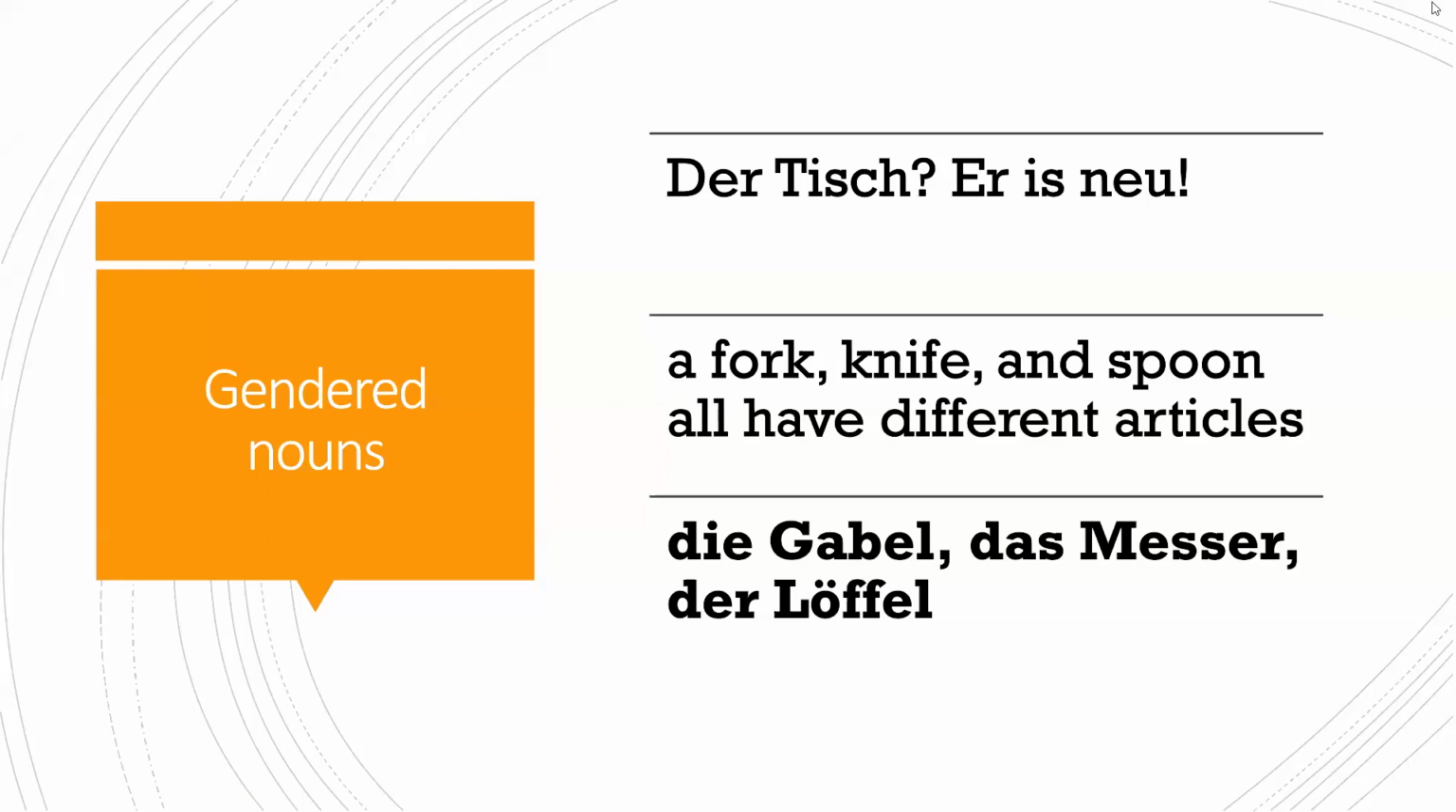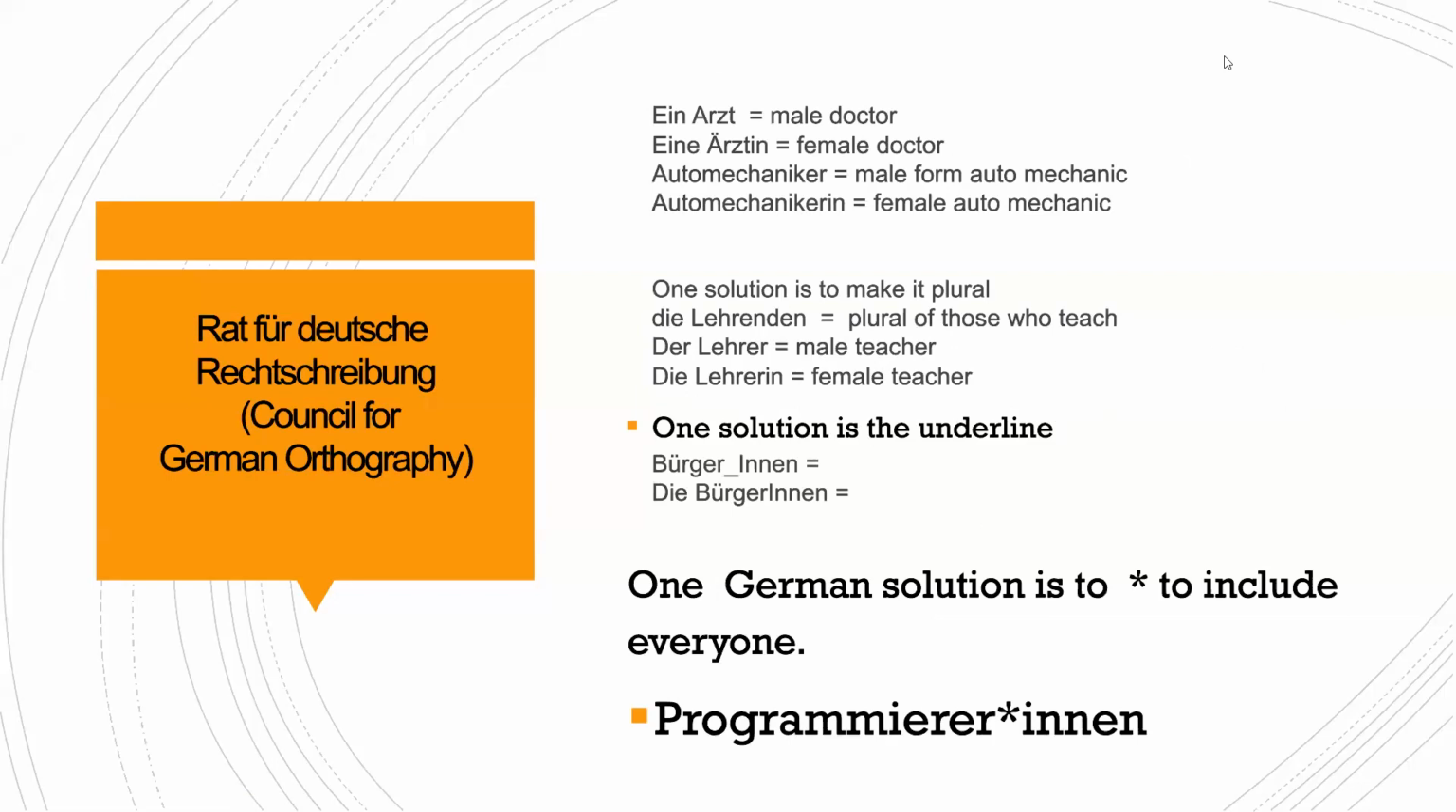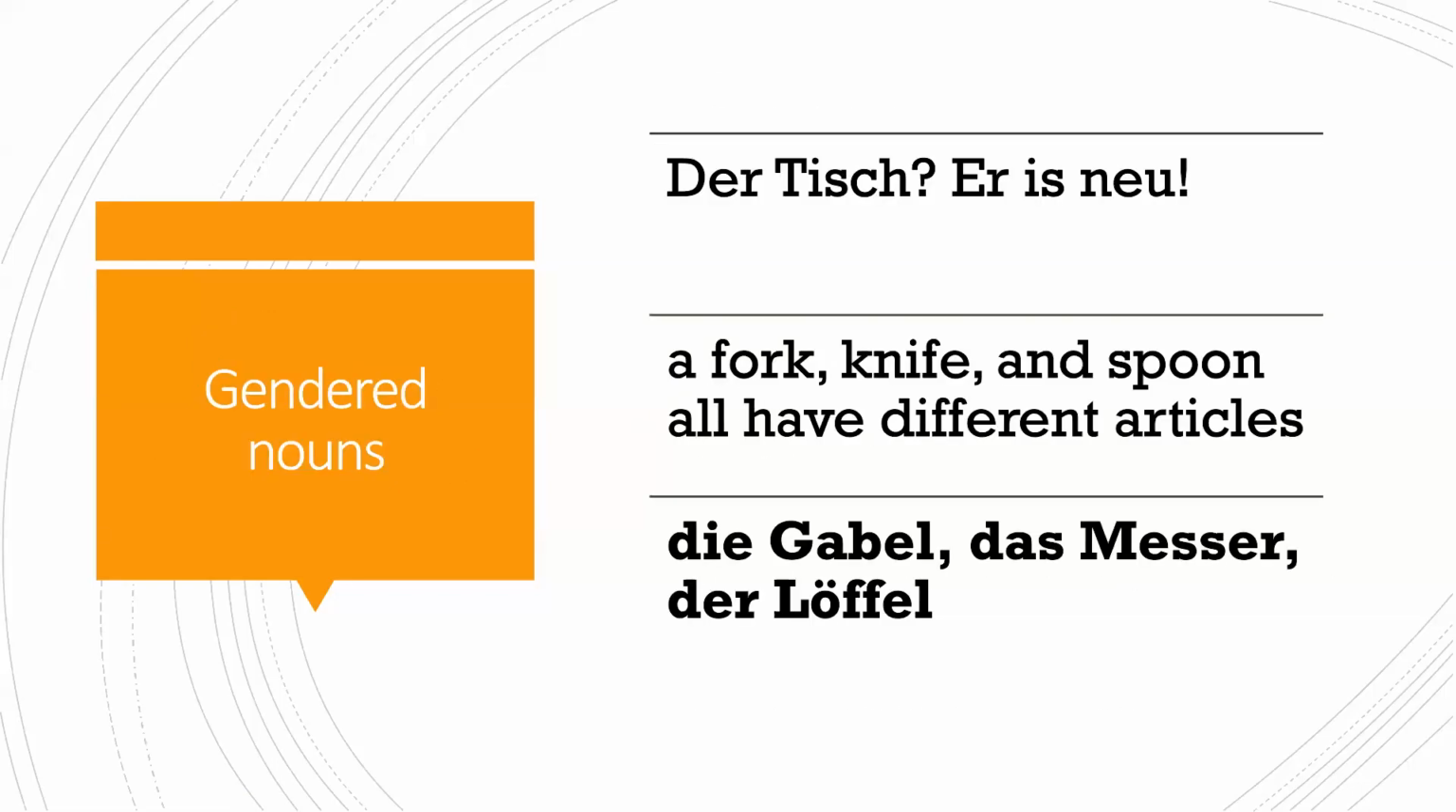That means we identify everything, as you see in this example, a fork, a knife, a spoon, and they all have a version of an article that goes with them. So if I'm going to talk about a fork, knife, and spoon, it becomes, through no logical sense, die Gabel, das Messer, der Löffel. Why is it a feminine fork? Why is it a neuter knife? Why is it a masculine spoon? We don't know. These just are the way that we work in the German language.